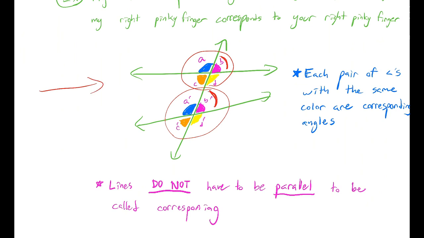So if I drew a picture here, and I could even make that totally not parallel, like this, and then I cut it with a transversal here, and I go, okay, angle 1, 2, 3, and 4, which one corresponds with angle A, right? Well, the corresponding angle to angle A is angle 3. Okay, the lines don't have to be parallel. We still say angle A and angle 3 are corresponding.